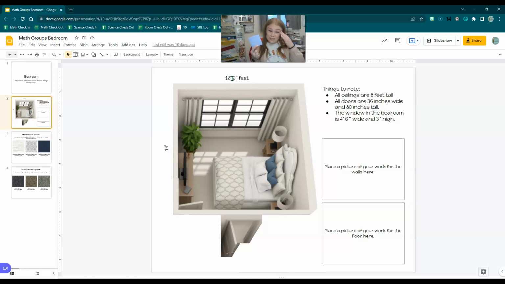So remember, we want to work with decimals. That's going to be easiest. And think about 12 inches is a foot, but we're working with area, length, and width. We've got double dimensions here.